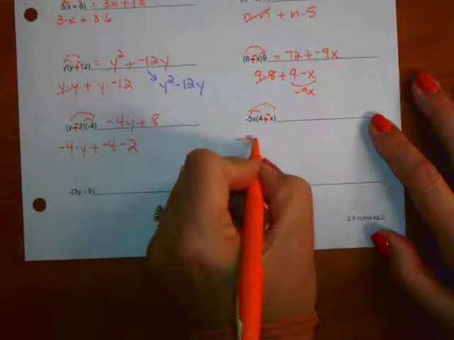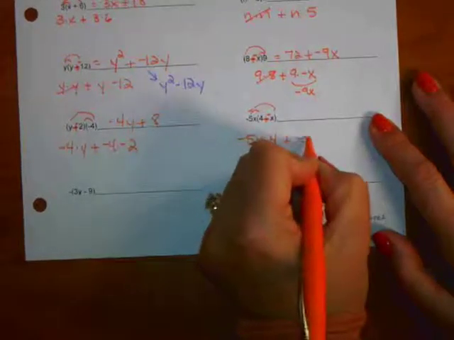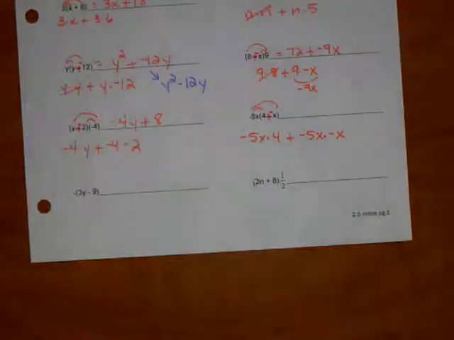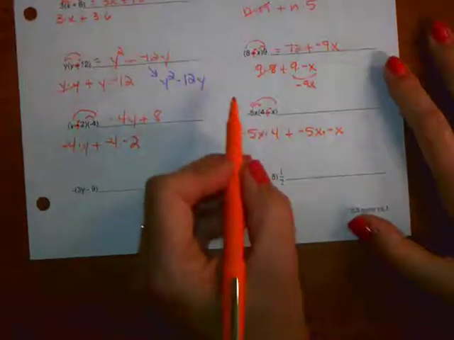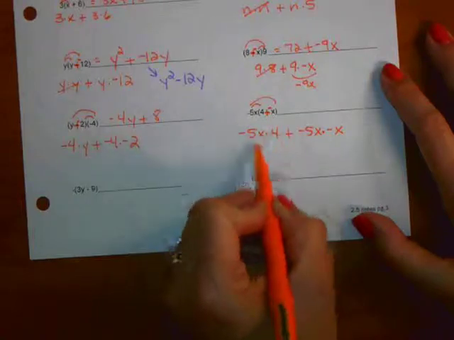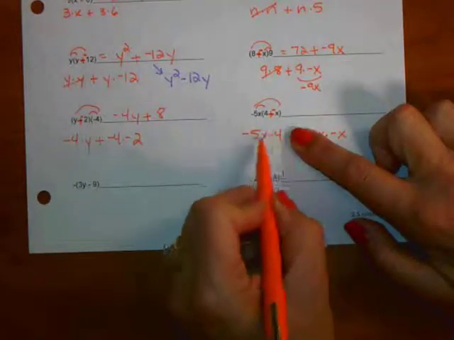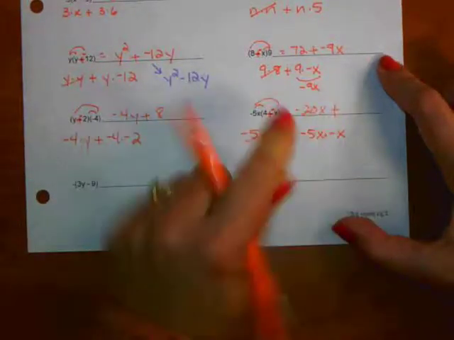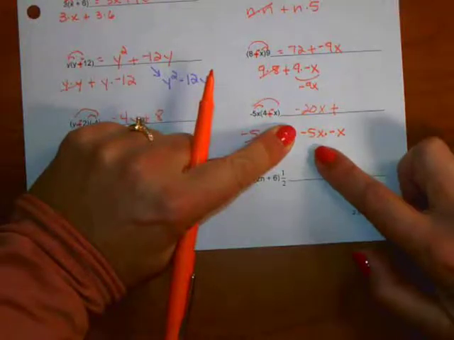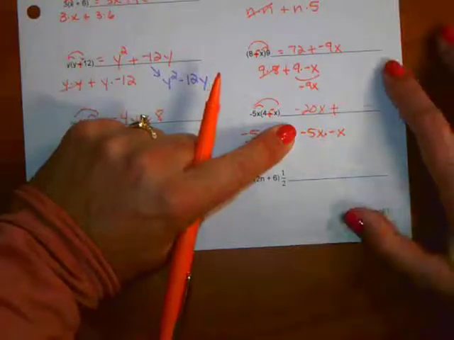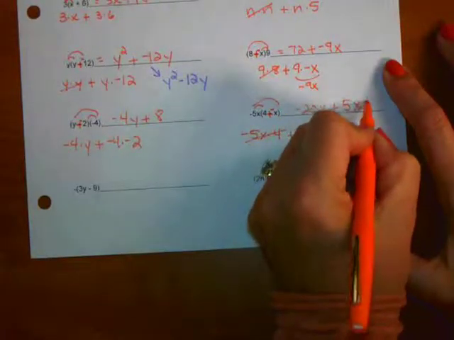Distribute negative 5x times 4 plus negative 5x times negative x. So you can kind of see why I had you practice that baseball worksheet. Is it okay if you did 8 plus negative 4y? Yes. All right. So here, this becomes what? What does this first term become? Negative 20x. Plus, what does this second term become? 5x. Yeah, this is really a 1 here, isn't it? Yeah. So it's negative 5 times negative 1. So it's positive 5x squared.